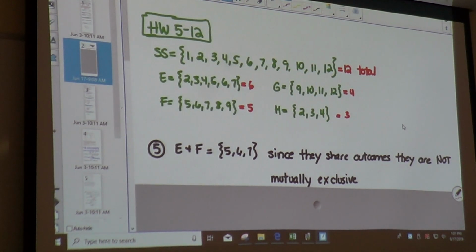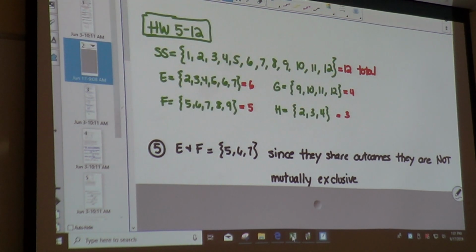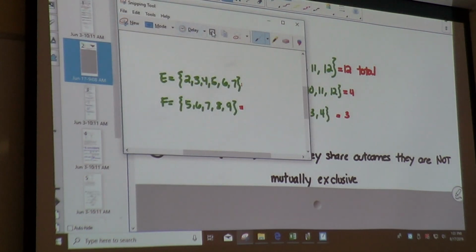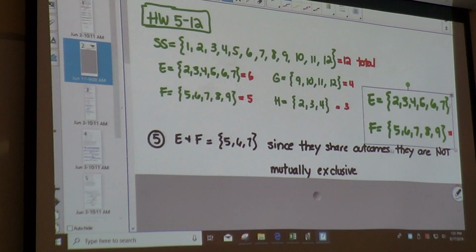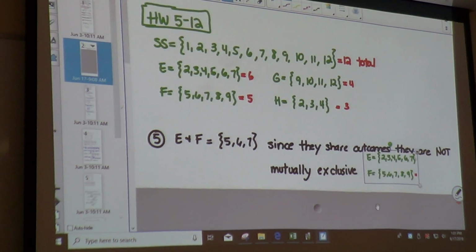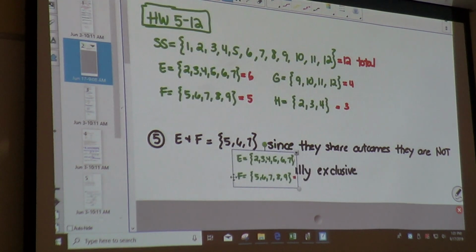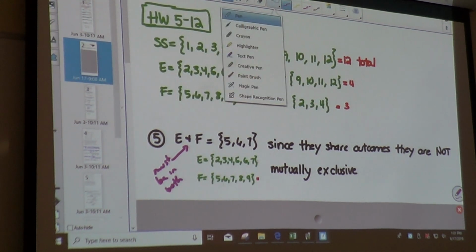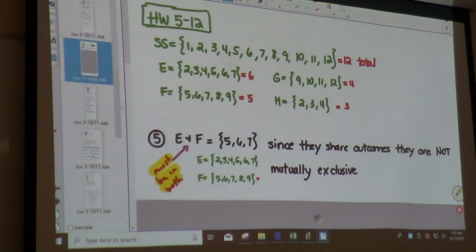Now, they have overlap, and what I'm going to do, for those of us that can't visually see, I'm going to copy, paste, and see if I have a little bit of room right there. And because it's an and, it must be in both. So 5 is in both, 6 is in both, 7's in both. That's why that's my answer.